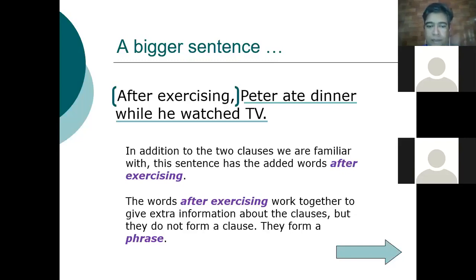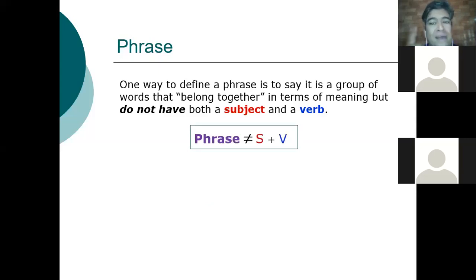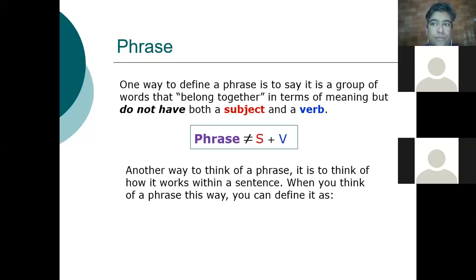So let's move on. What is a phrase? One way to define a phrase is to say it is a group of words that belong together in terms of meaning, but do not have both a subject and a verb. Be careful with that. Okay?